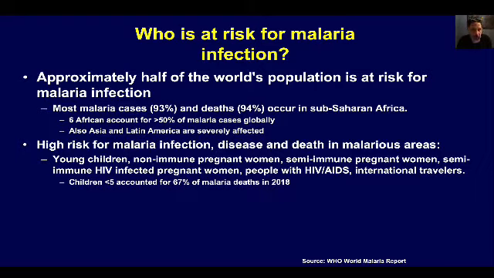In terms of being at high risk for malaria infection, as well as disease and death, if you live in a malarious area, it's young children, non-immune pregnant women, semi-immune pregnant women, HIV-infected pregnant women, people living with HIV, and people who are traveling and not taking prophylaxis. Children under 5, however, are really at highest risk and account for about 67% of malaria deaths globally.